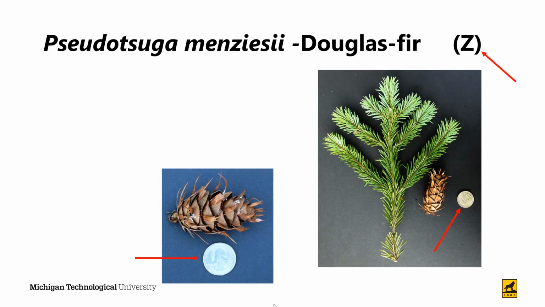You may have noticed that some of the photos look like there's a coin in the picture. I've included a quarter in the pictures of foliage and cones to provide a familiar size scale. Also, you'll notice a letter in brackets in the upper right-hand corner. These are the species location codes that are on the tree tour map.